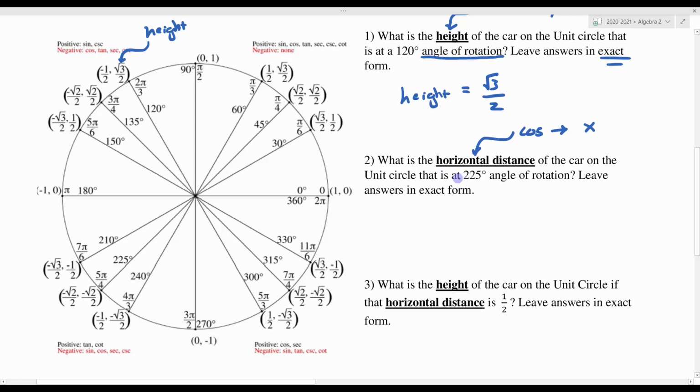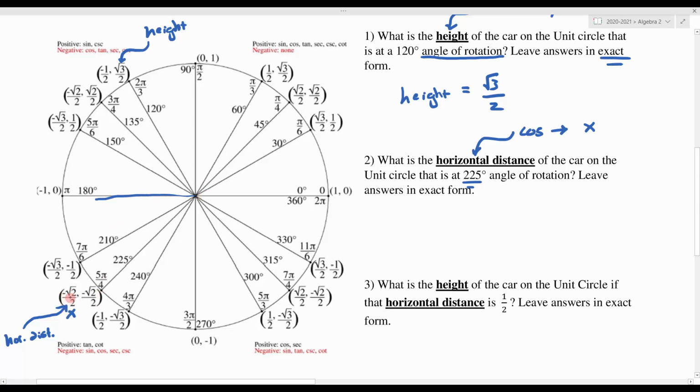Now the angle of rotation for this problem is 225 degrees. Okay, so I'm going to go over here and I'm going to rotate around until I get to 225, which is down here. So this is where the rider is at, and this is our x-coordinate right here. Okay, so this number is our horizontal distance. That represents this distance from here out to that point. Okay, so if we went to the left, it's going to be a negative value.